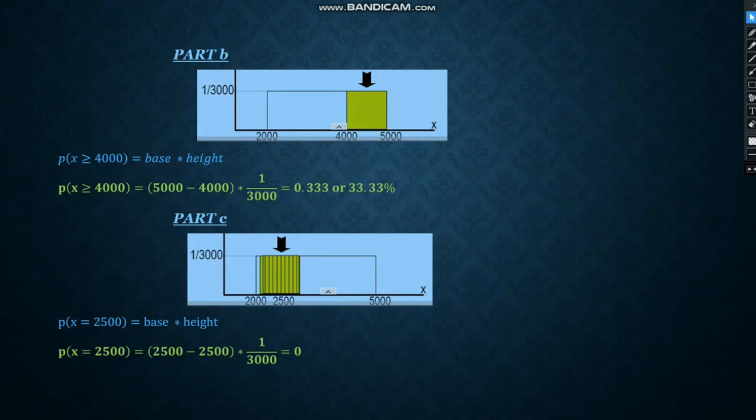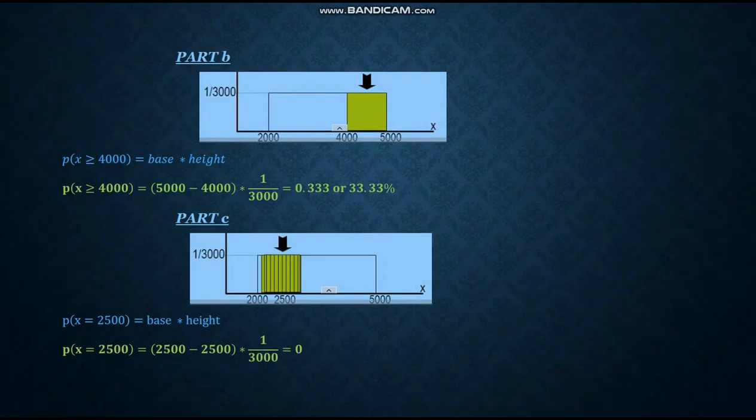In part C, we have to find the probability of exactly 2,500. Here the base is 2,500 minus 2,500, because we have to find the probability at a single point. So the base is 0, multiplied by 1 upon 3,000. So the probability exactly at 2,500 is 0.